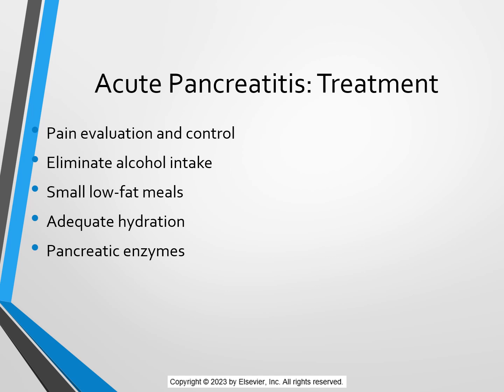Histamine H2 receptor antagonist or a proton pump inhibitor can be given to decrease the hydrochloric acid secretions that stimulate pancreatic activity. Administration of antispasmodics like dicyclomine or propantheline bromide can be helpful.